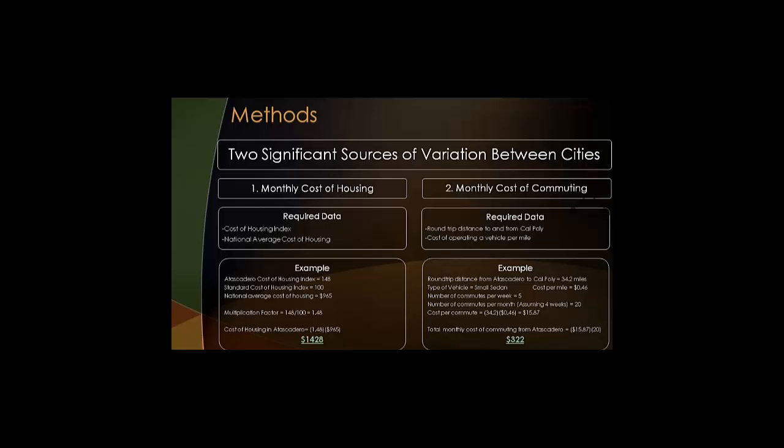In this example, in order to calculate the monthly cost of commuting, the distance from Atascadero to Cal Poly, round trip, is 34.2 miles. The type of vehicle we'll use is a small sedan, which costs 46 cents per mile. The number of commutes per week is 5. Assuming 4 weeks in a month, the number of commutes per month is 20. The cost per commute is equal to the distance traveled times the cost per mile, which is equal to $15.87. Multiplying this by 20, we obtain a total monthly cost of commuting from Atascadero to Cal Poly of $322.